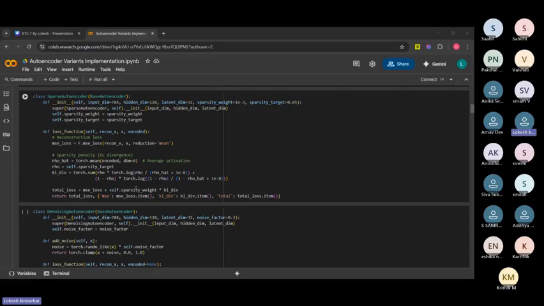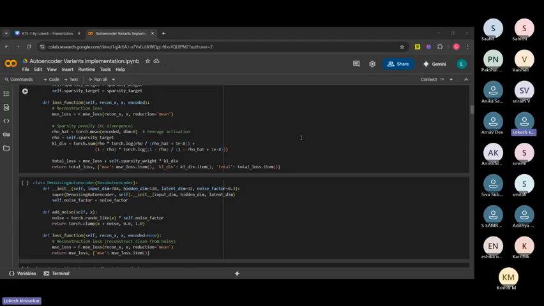And the loss term consists of the mean squared error loss and the KL divergence term. And the sparsity weight, that is the hyperparameter, is 10 to the power minus 3. And the sparsity parameter is 0.05. This 0.05 means that for how much training time we want a particular neuron to be active. That is, we want a particular neuron to be active only for 5% of the time.